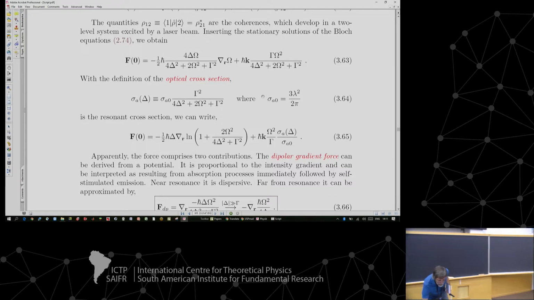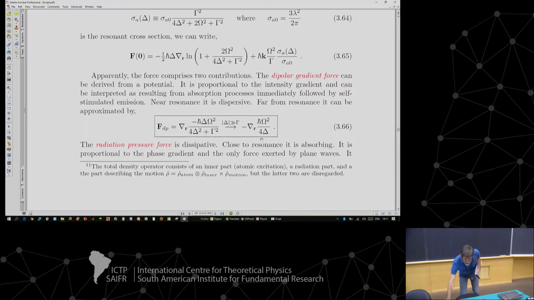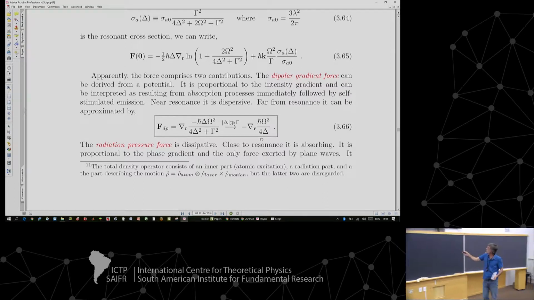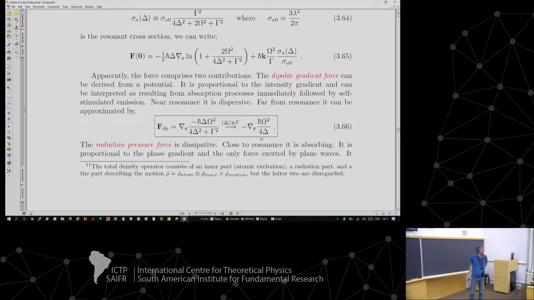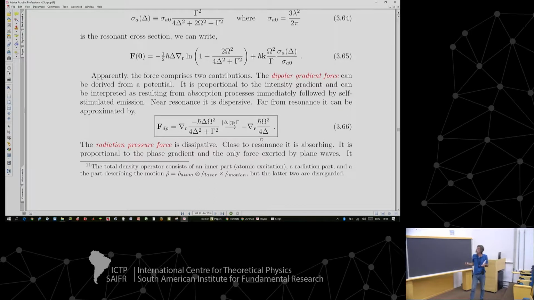Now on this formula, this is the dipole force, as I already mentioned. You can write it as a potential. You can write it as a gradient of a potential. That means that it's a conservative force. And if your detuning is very far from resonance, then you can recover this formula. And this formula you already learned in the first lecture. This is nothing else than the light shift. Yeah, this is the light shift due to the presence of a laser beam.